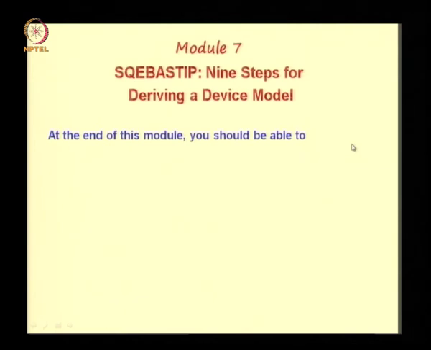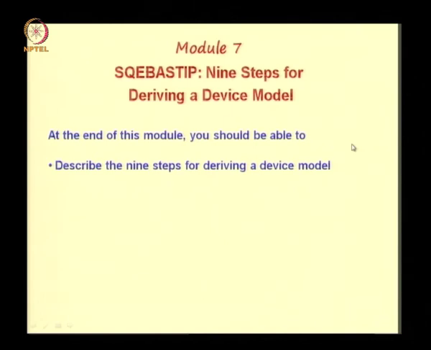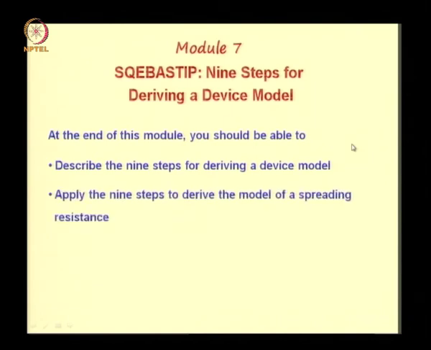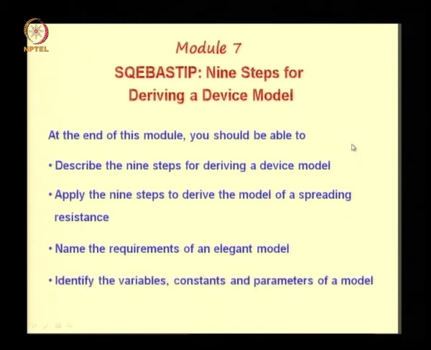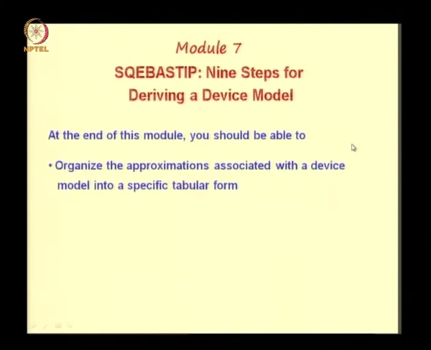Now, at the end of this module, you should be able to describe the 9 steps for deriving a device model, apply the 9 steps to derive the model of a spreading resistance, name the requirements of an elegant model, identify the variables, constants and parameters of a model, organize the approximations associated with the device model into a specific tabular form, and finally express an equation in a normalized form.